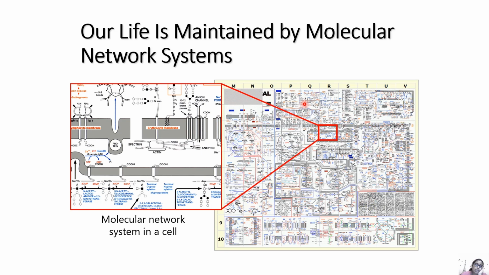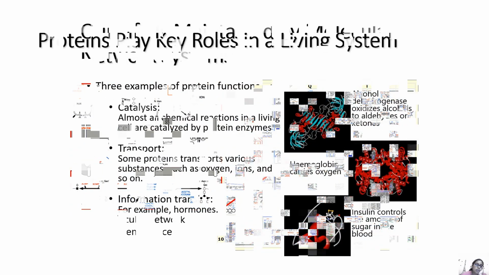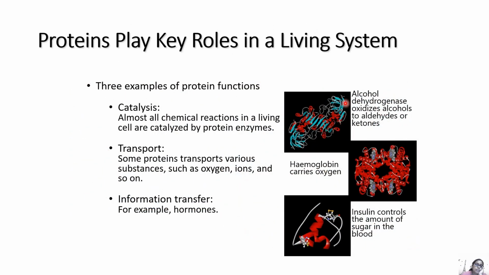We know that our life is maintained by a molecular network system, and if we zoom into each of these molecular network systems, we can see the different pathways, the different cascades and everything. Proteins play key roles in a living system, and there are different types of proteins with different types of functions.